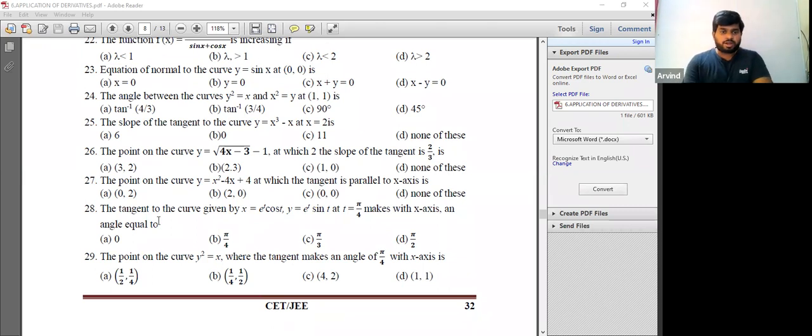Similarly, the point on the curve at which the slope of the tangent is 2/3. So ಇಲ್ಲಿ slope ಕೊಟ್ಬಿಟ್ಟಿದ್ದಾರೆ. Last time ಎಲ್ಲ ಏನ್ ಮಾಡ್ತಿದ್ರು? Observe ಮಾಡಿ. Previous question. Slope of the tangent ಕೇಳ್ತಿದ್ರು. At point x is equal to 2, slope of the tangent ಕೇಳ್ತಿದ್ರು. ಇವಾಗ ಉಲ್ಟಾ point ನ ಕೇಳ್ತಿದ್ದಾರೆ. At which point the tangent is 2/3. I mean the slope is 2/3. ಯಾವ point ಹತ್ರ slope ಬಂದು ನಿಮಗೆ 2/3 ಆಗುತ್ತೆ. That is the question.